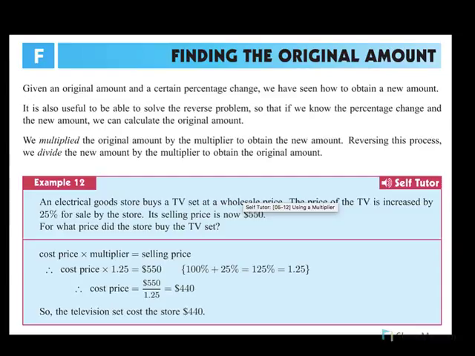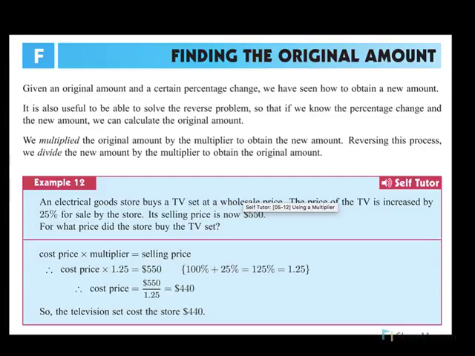Given an original amount and a certain percentage change, we have seen how we can obtain a new amount. But we can also reverse this problem. So if you know the percentage change and the new amount, we can calculate the original. All right?